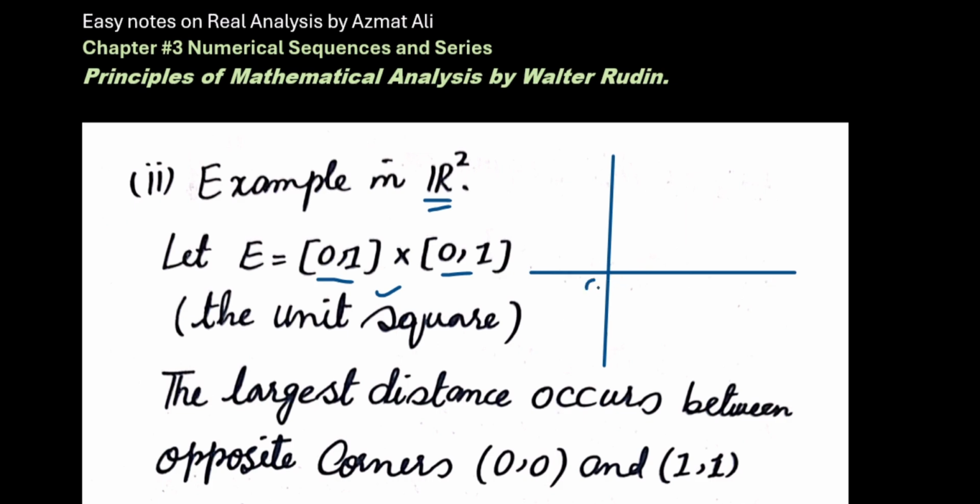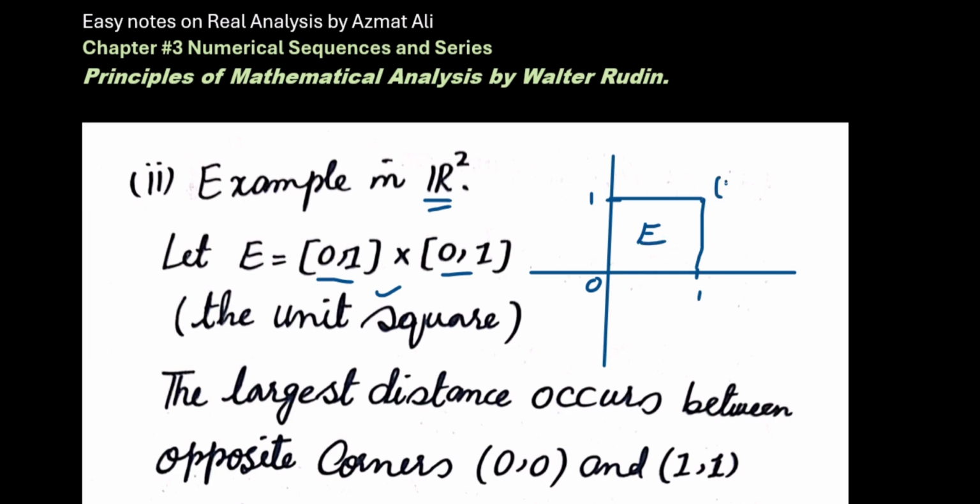This is x equal to 0 and x equal to 1 here, and this is y equal to 0, this is y equal to 1 here. Now if you join all of the points, this will become a square. So this is your E.